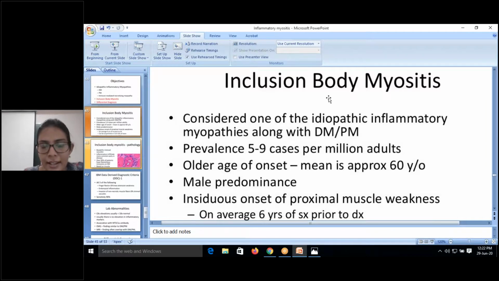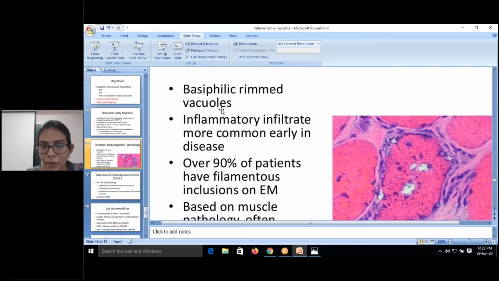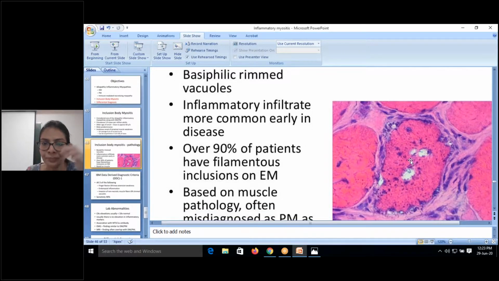Okay, inclusion body myositis, as I already told you, is seen in the elderly male population, and usually proximal and distal muscles are both affected equally. When you see the pathology, you see rimmed vacuoles, which is an important entrance MCQ also. If you might be following some online classes, basophilic vacuoles are usually present inside the muscle. This is common for inclusion body myositis. And 90% of the patients have filamentous inclusions on electron microscopy.